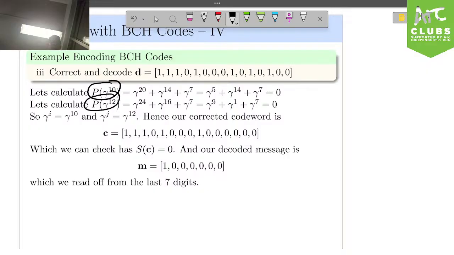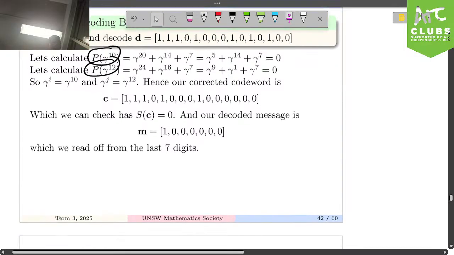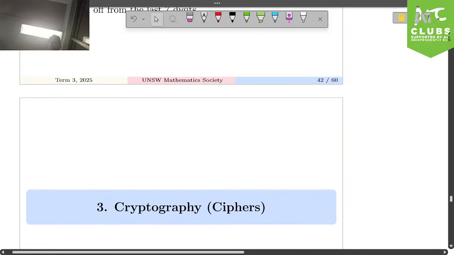Remember, we're trying to decode, which means we want the message, so we have to take off the armor. So this is our message, which is nice. It's a nice message, right? It's just 1 and a bunch of zeros, so somebody's happy with me. Right. And that's the end of BCH coding. Big breath, right?